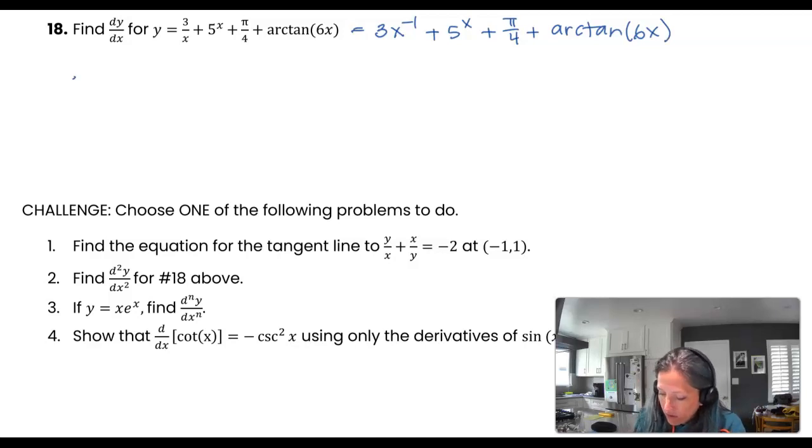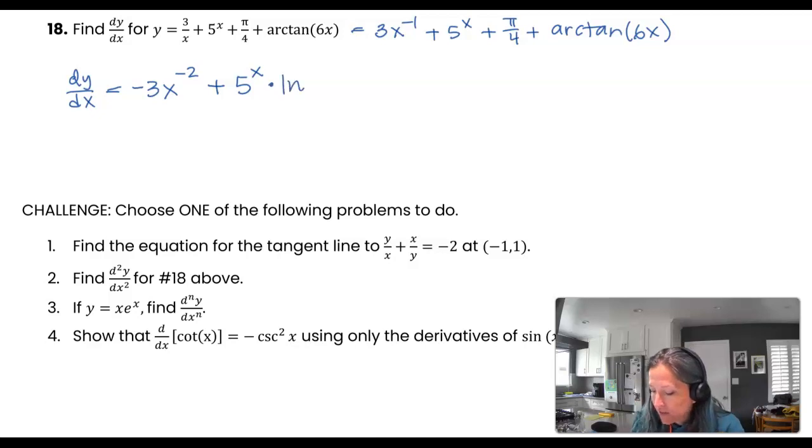So when we go to find our dy dx, first term, straightforward. Unless you use the quotient rule, in which case it was a little less straightforward, but you just did some suffering on your own. So bring that negative 1 down, subtract 1, we get negative 3x to the negative 2. The second is an exponential. Derivative of an exponential is going to stay an exponential, just like our e to the x, but it's always going to have that tail of that ln of 5, or whatever the heck our base was.